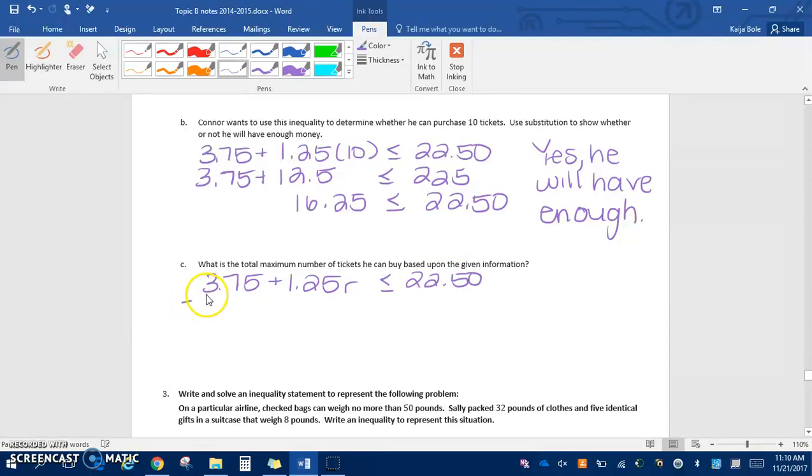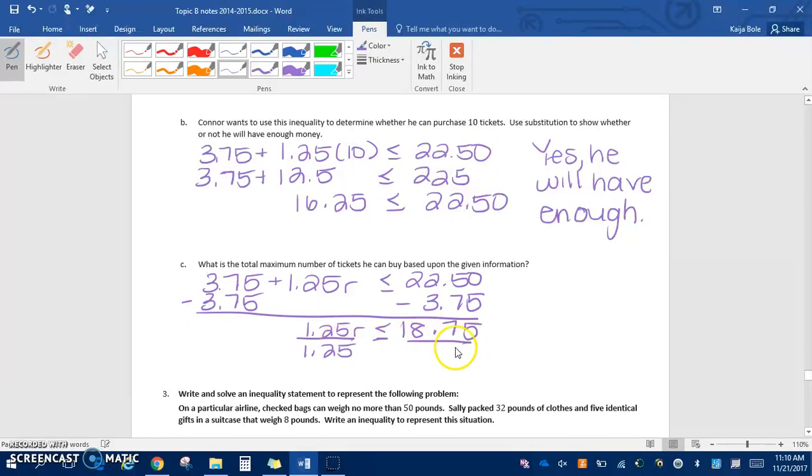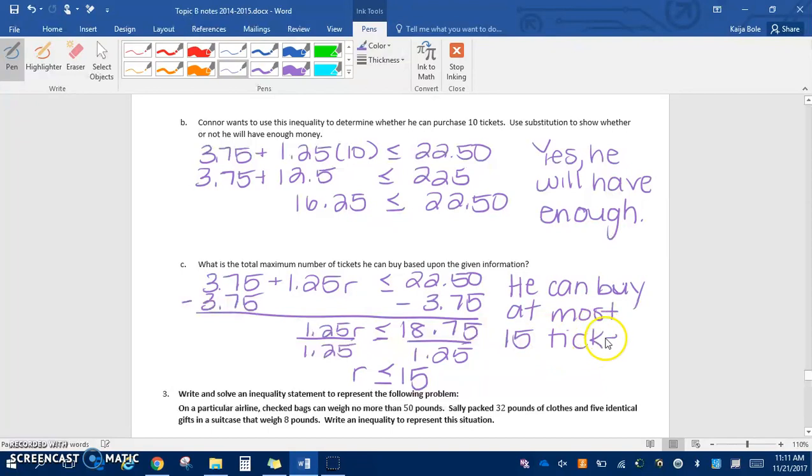So first we're going to subtract 3.75 from both sides. It's just like solving an equation. So we have 1.25R less than or equal to 18.75. If we divide by 1.25 on both sides, and you can do this in the calculator, we would get R is less than or equal to 15. So we can say that he can buy at most 15 tickets. Alright, that's the maximum number of tickets that he can buy.